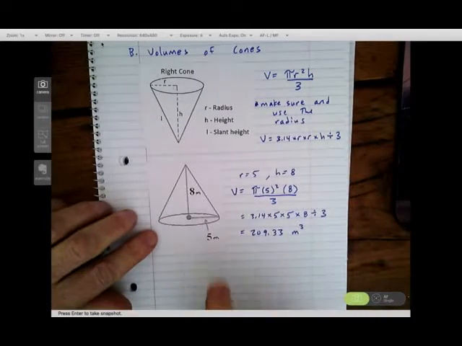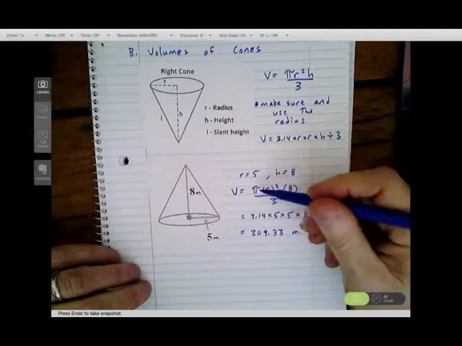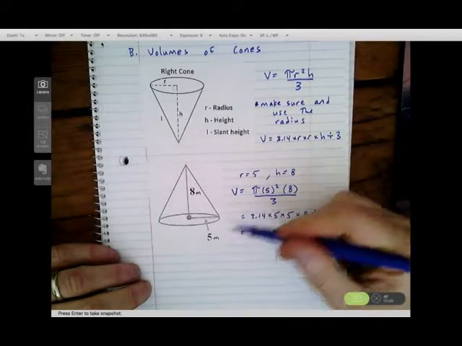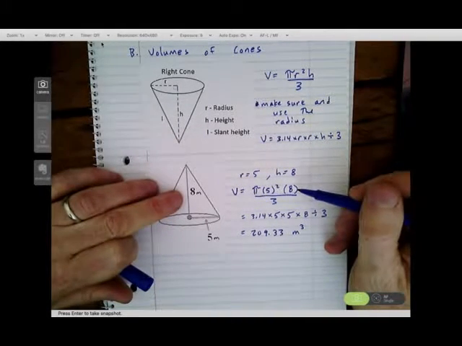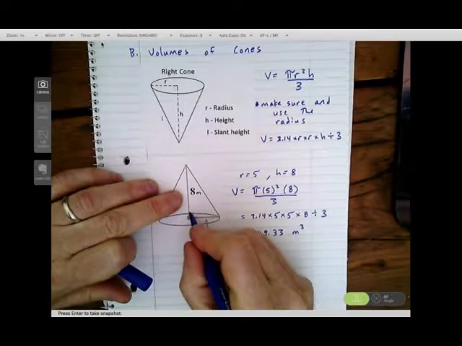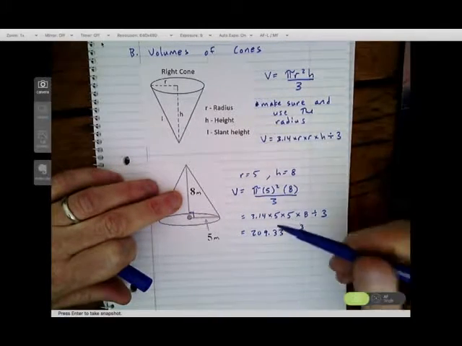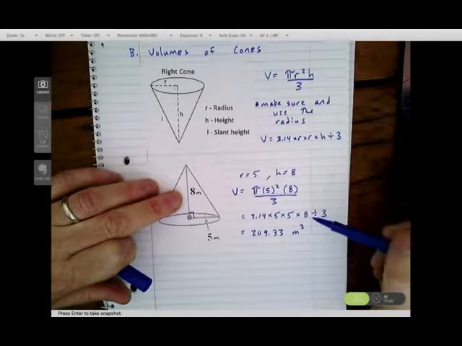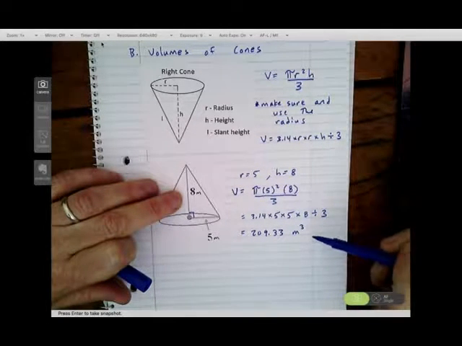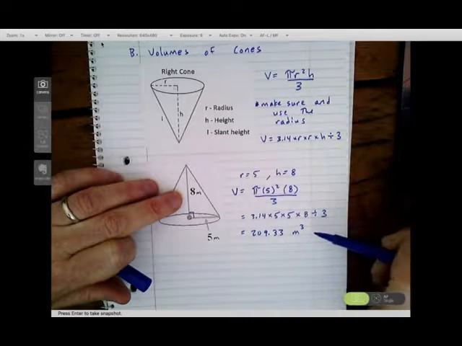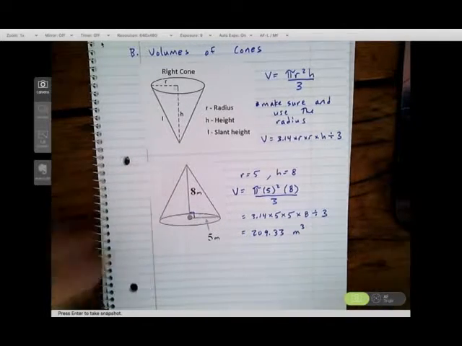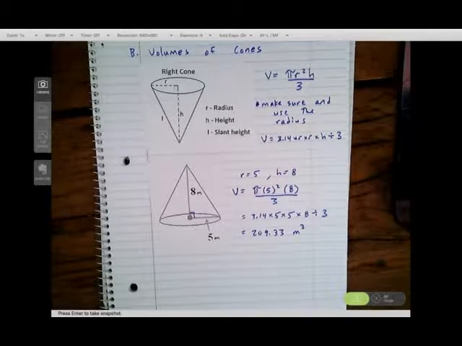Okay, so one more time. Pi times the radius, or 5 squared, times the height, which is 8. They didn't draw it here, but this is a right angle here, divided by 3. So 3.14 times 5 times 5 times 8 divided by 3. Just do that on your calculator. You may have to round a little bit at the end, but there you go. There's your answer right there, 209.33 cubic meters.